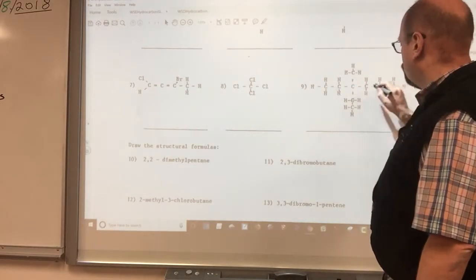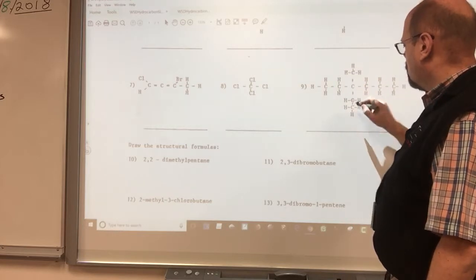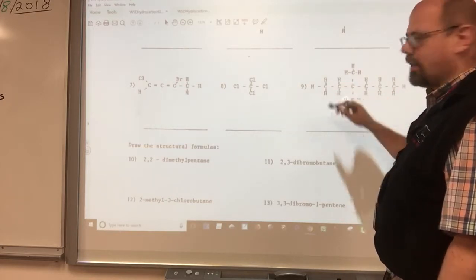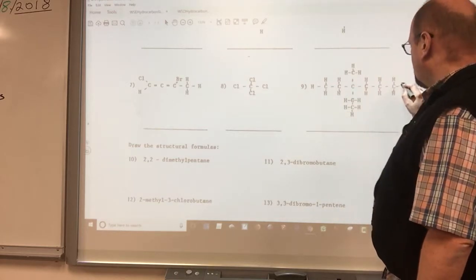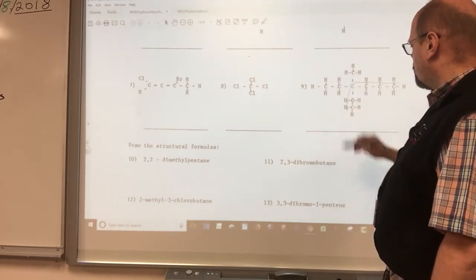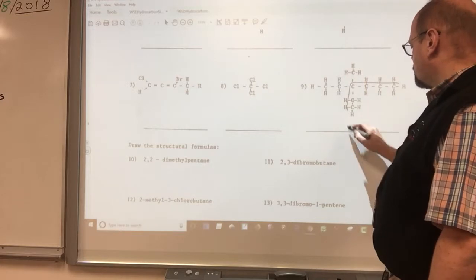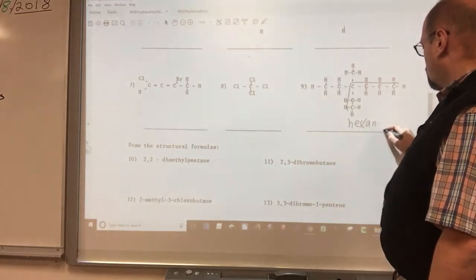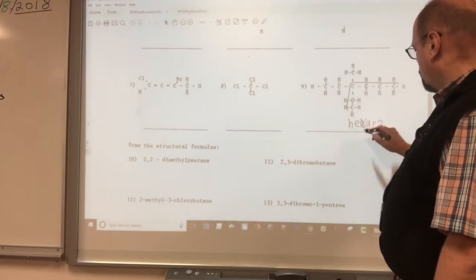So I could say 1, 2, 3, 4, 5, 6. 1, 2, 3, 4, that's not longer. 1, 2, 3, 4, 5, that's not longer. So ideally, here's the longest chain of carbons right there. 6 long is a hexane. It's all single bonded. Okay, that's supposed to be hexane, sorry.